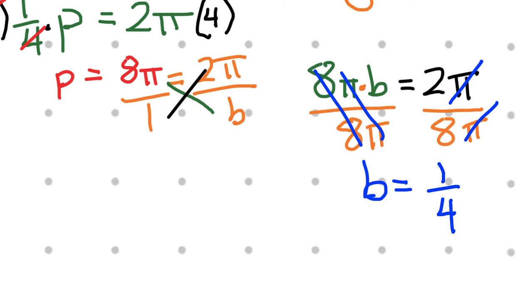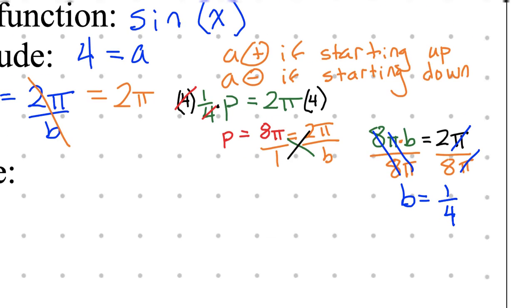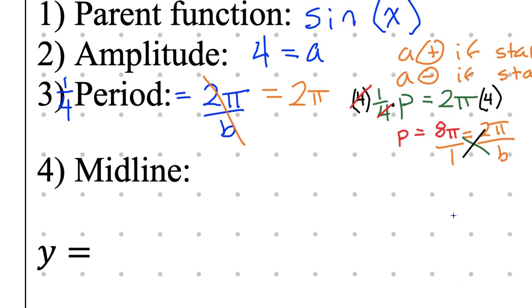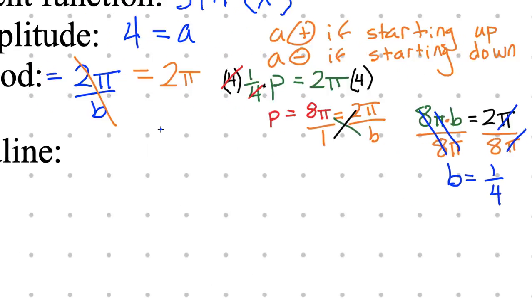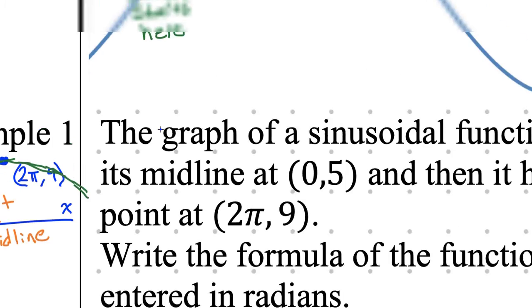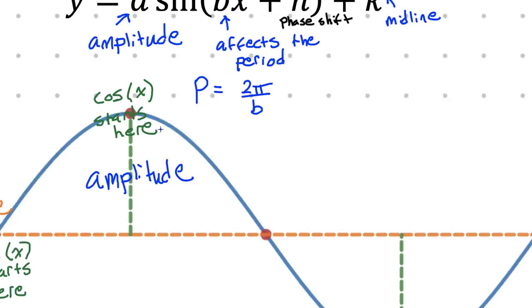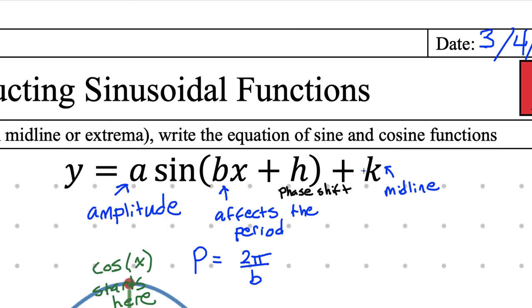Whew. That was the hardest part. We're on to the easiest part now, which is finding the midline. The period b is equal to 1/4. We know a is equal to 4. We know our parent function. The only thing left in our original function, where did it go? Up here is our k, our midline.